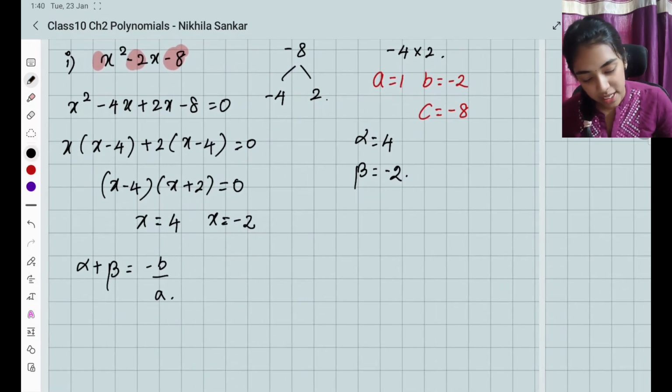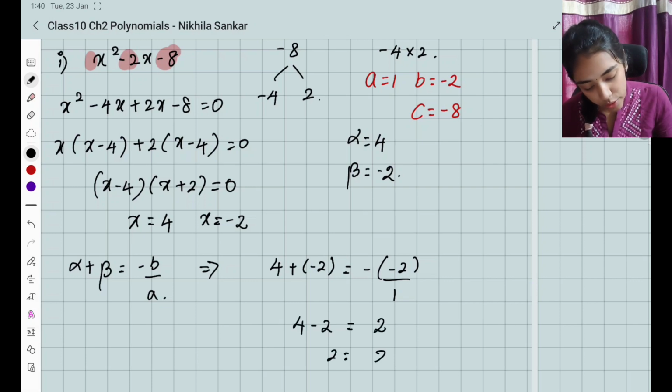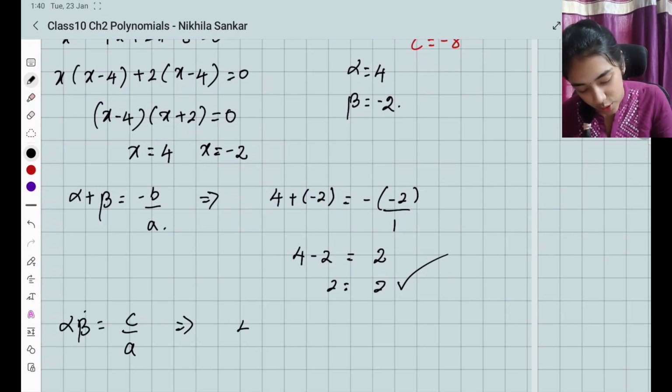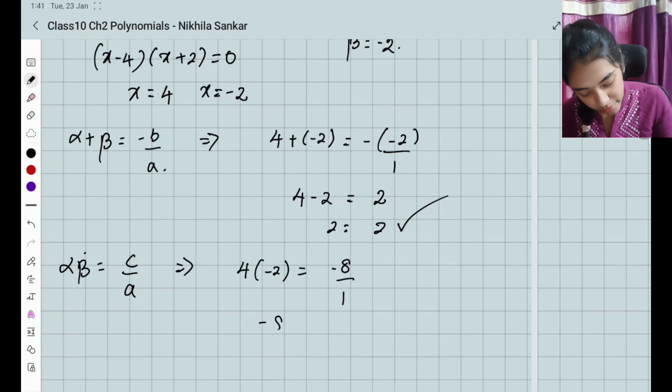Okay, so now what is minus b by a? So from this we have alpha plus beta. So 4 plus minus 2 equals minus of b. So minus 2 divided by a value 1. So you have 4 minus 2 equals 2, 2 equals 2. So the first relation is verified. Second, you have product of zeros equals c divided by a. Product of zeros is 4 into minus 2 equals c, which is minus 8 divided by a. So you have minus 8 equals minus 8, hence verified.